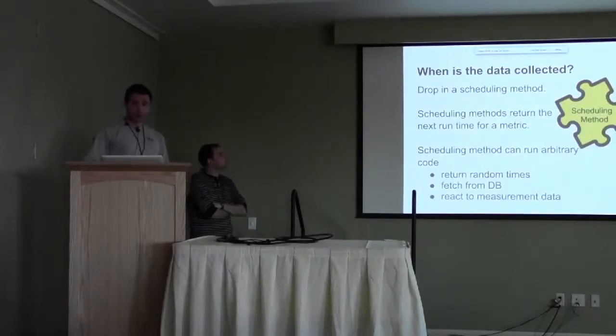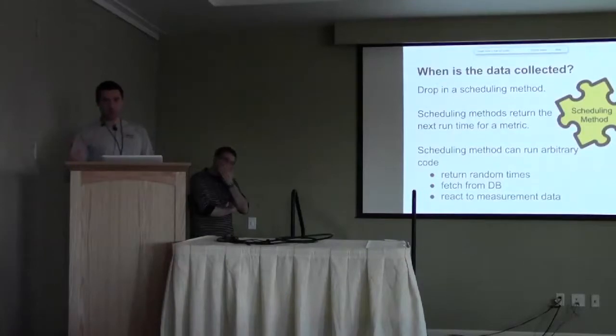Another thing Blip is really good at is scheduling when you want to run your probes. So what we've done is developed a way that you can drop in new scheduling methods that are just very simple Python methods. And the method just returns the next time that you want a metric to run. So it can run arbitrary Python code. You could return random amounts of time between running probes if you wanted to do something like that. You could fetch the time from an external source or a database.